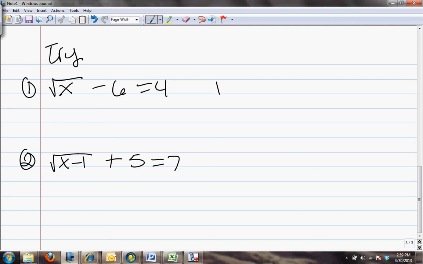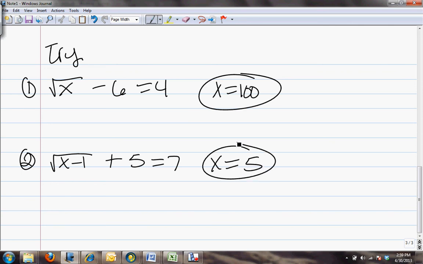All right, hopefully you're back now. Hopefully for the first one you got x equals 100. And for the second one, you got x equals 5. I'll check your work tomorrow and see how you did.